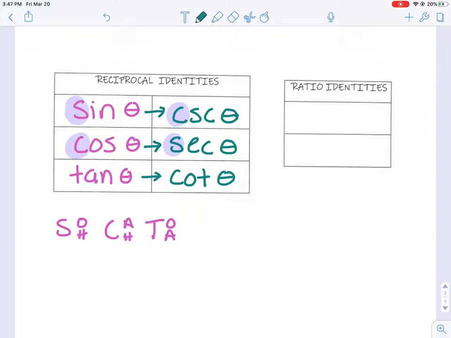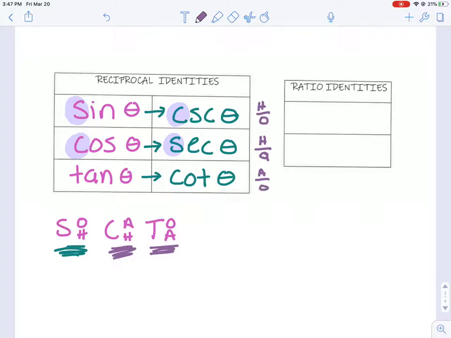So if you know that sine is opposite over hypotenuse, looking at this, if you see cosecant, then that's their way of telling you that you're going to have to do sine, but the flip of it, the reciprocal of this. So that would be the hypotenuse over opposite. Secant is the reciprocal of cosine. So that would be hypotenuse over adjacent. And cotangent is the reciprocal of tangent. So that would be adjacent over opposite.